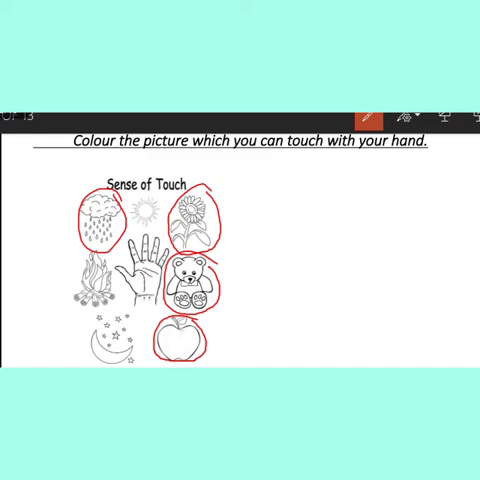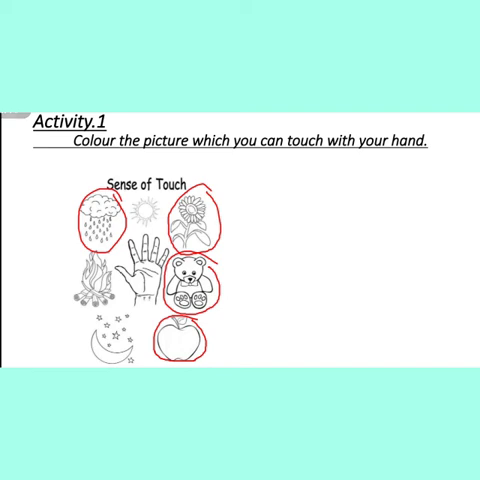In the next picture, there is a sun. Students, can you touch the sun? No, we can't touch. So we will not circle it.